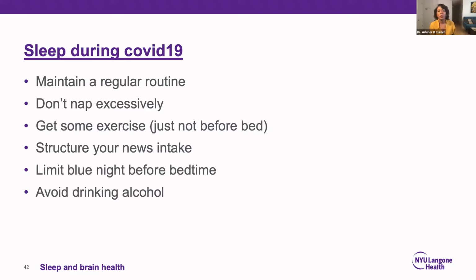Getting some exercise is very helpful, just in general for outlooks on life, but it is also helpful for your sleep and your brain health. Just don't do it right before bed. Structure your news intake. I have structured mine down to almost none, but I have designated people to tell me the important things. Make sure you limit blue light before bedtime, because it disrupts your sleep pattern. Blue light comes from computer screens, televisions, cell phones, and things like that, so try not to look directly into those things right before bed. And then avoid drinking alcohol. That doesn't mean at all, I'm not judging your life. You can drink alcohol if you want, but excessive alcohol and alcohol at certain hours will disrupt your sleep as well.